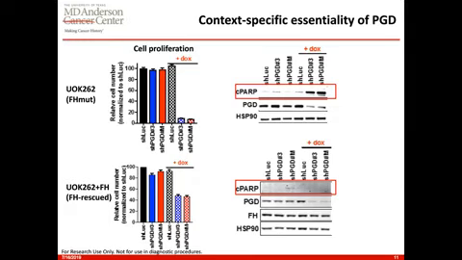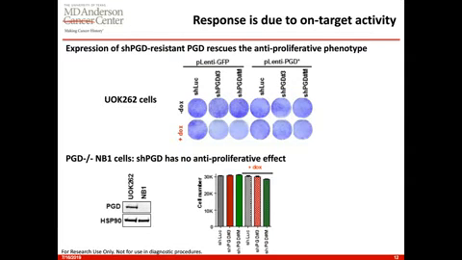In addition to that, to make sure the effect we see is not due to off-target activity of the hairpins, we took two approaches. One is the classical approach called genetic rescue with shRNA-resistant cDNA. Here we overexpress shPGD-resistant PGD cDNA in the cells. You can see on the top left, overexpression of control protein GFP has no impact on the effect of shPGD on cell proliferation. However, the overexpression of PGD completely rescues the anti-proliferative effect of the shPGD.